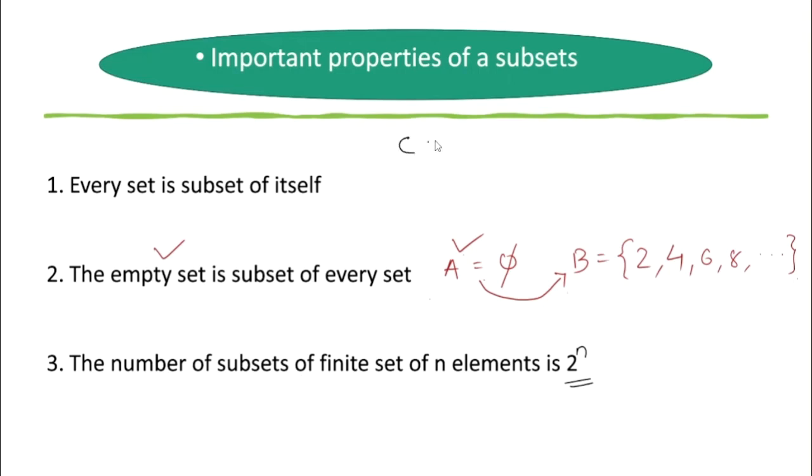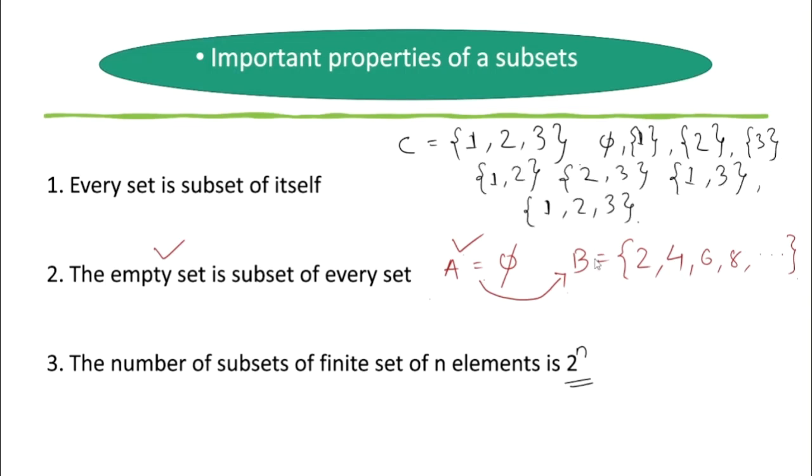Let C be a set whose elements are 1, 2 and 3. Then what are its subsets? The subsets are the empty set, {1}, {2}, {3}, and so on. These are the possible subsets of set C. Here, if we count these, then there are 8 subsets of set C.